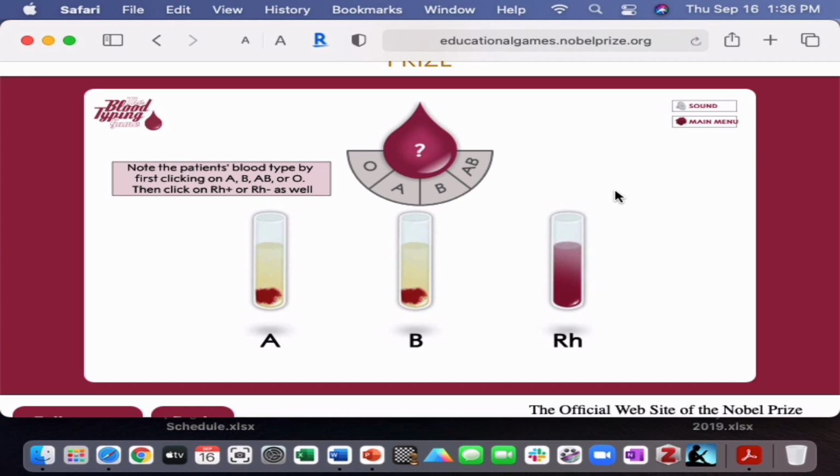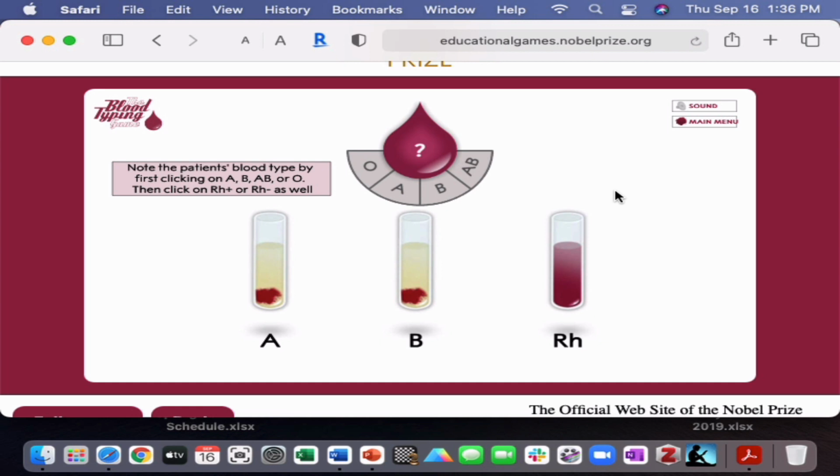So here, this is on a test tube, not on a card, but it's the same idea. So you can see the data here. You can see what happened in the test tubes. So what blood type is this patient?